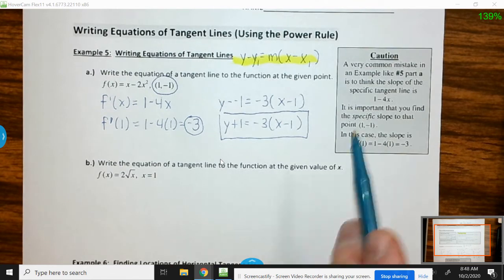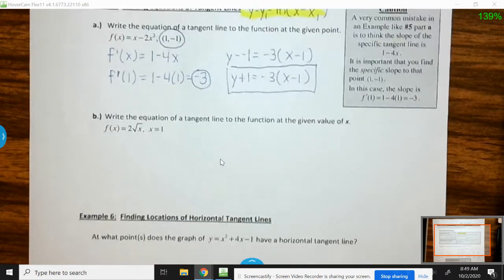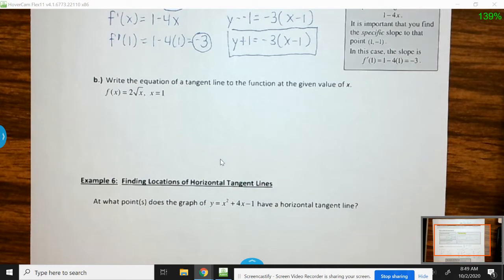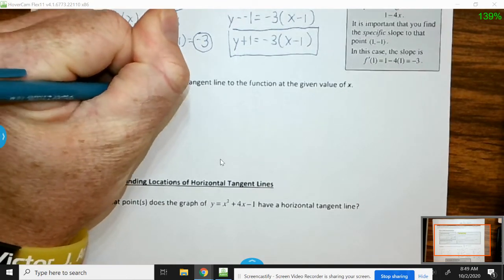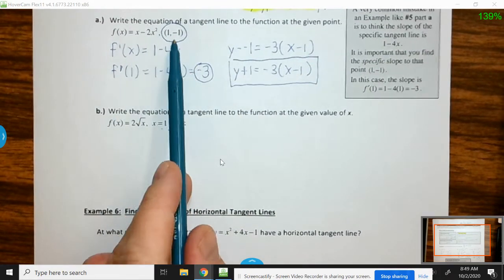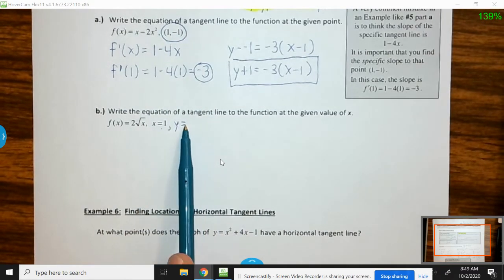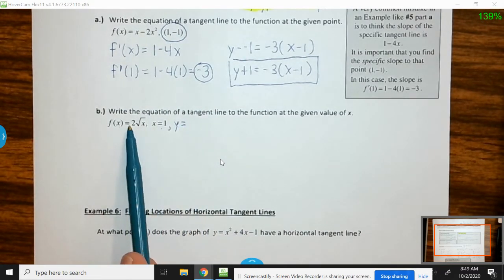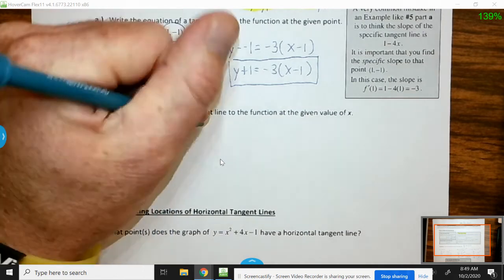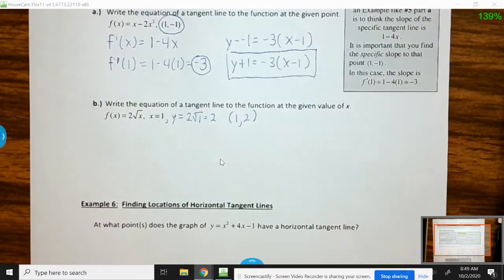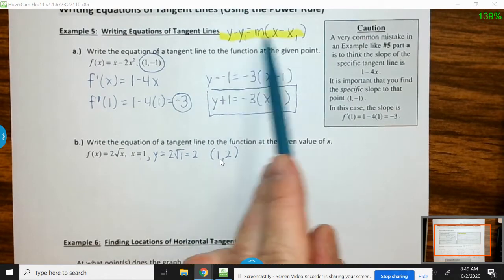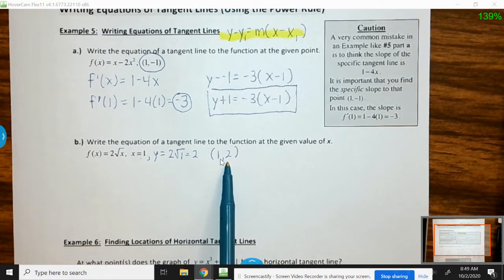If you want to read that caution, I kind of spoke about it, but let's move on to part B. Write the equation of the tangent line at the given value of x. Now, a couple of things real quick. I have my function. I have a point called x equals 1. One thing that we're going to want to do is figure out the y value as well. Above, they just told me the x and y value. Well, if x is 1, then f of x equals 2 times the square root of 1, which is 2. In other words, the point I'm going to use in the point slope formula is x value of 1, y value of 2.